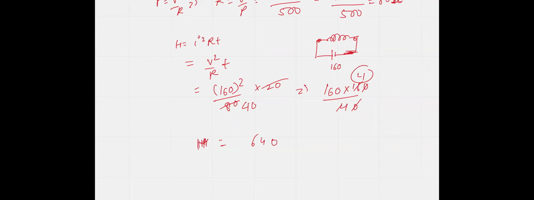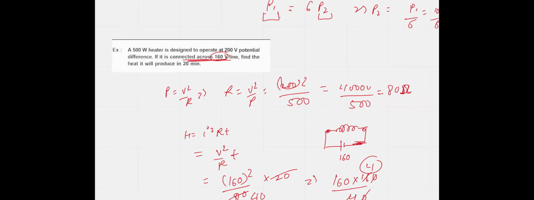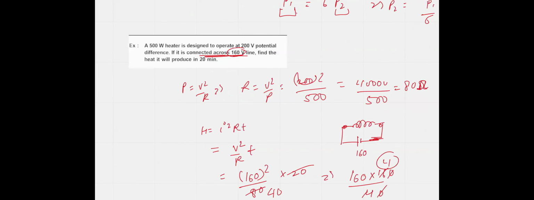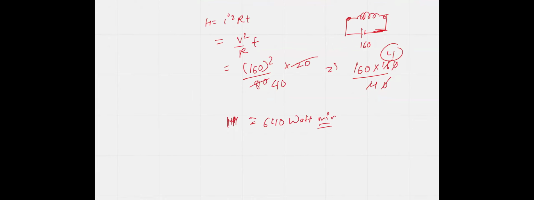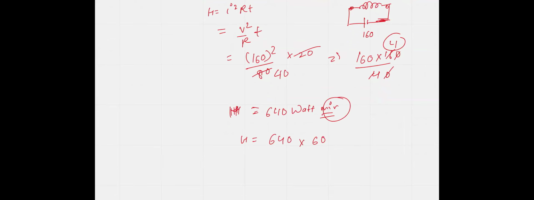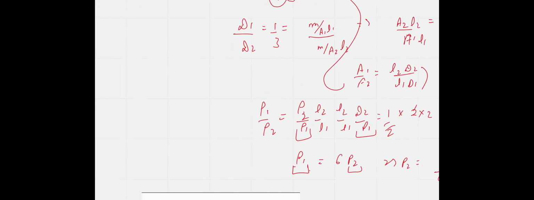One more thing, this is incorrect right now. Why is it incorrect? Whatever you have calculated is a calculation of 640 watt minute. This is minute. We have to calculate in seconds. So what you have to do is convert it into seconds. If you convert this minute into seconds, what are you supposed to get? 60. You will do this and you will get the answer. Any doubt?